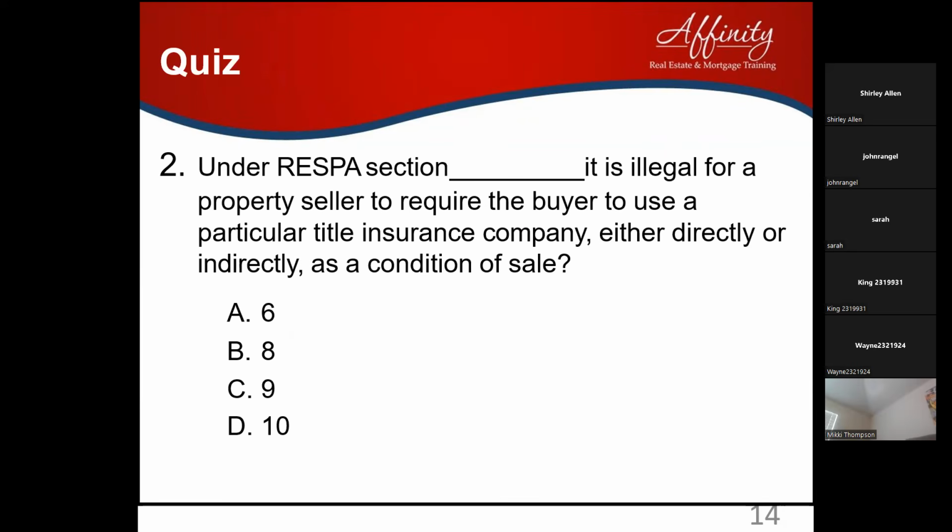Section 2, under RESPA, what section is illegal for a property seller to require the buyer to use a particular title insurance company directly or indirectly as a condition of the sale? Go ahead and post in the chat. Couple of people have not posted. Yeah, you guys seem to get it. That's RESPA section 9.